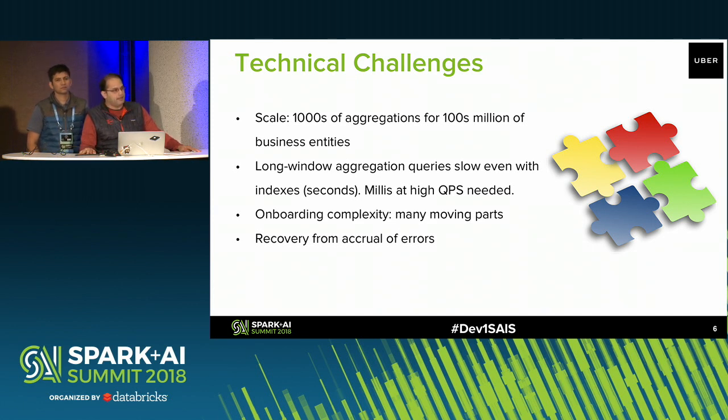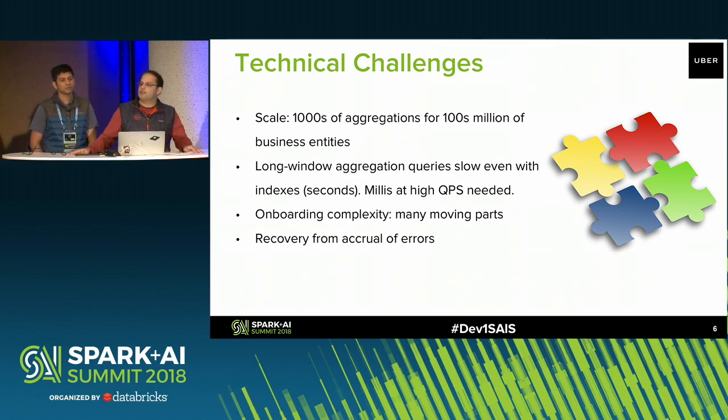The third complexity was around something that I mentioned earlier. There were way too many moving parts. So how do we simplify the system so that to the end user, it is easy enough? So we had to figure out a way to do that. And finally, the one big problem was how do we recover from errors accruing in the aggregations?